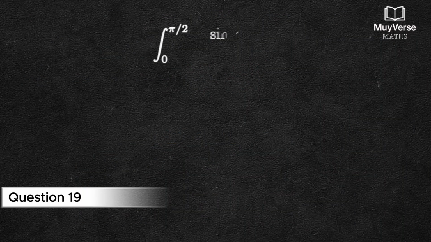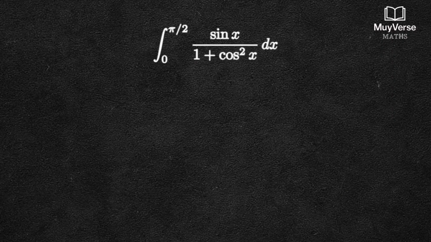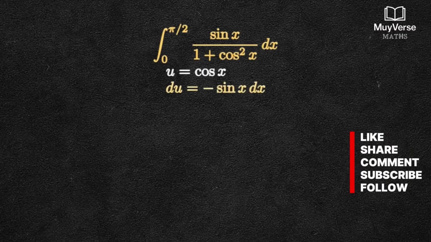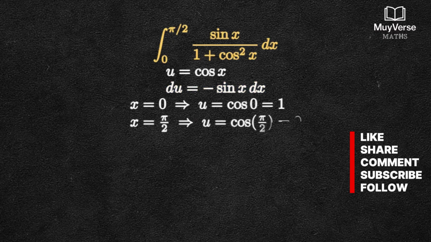Make the substitution. u equals cosine x, so du equals negative sine x dx. This pairs the sine x in the numerator with du. Convert the limits. When x equals 0, u equals 1. When x equals pi over 2, u equals 0. Rewrite the integral in terms of u.